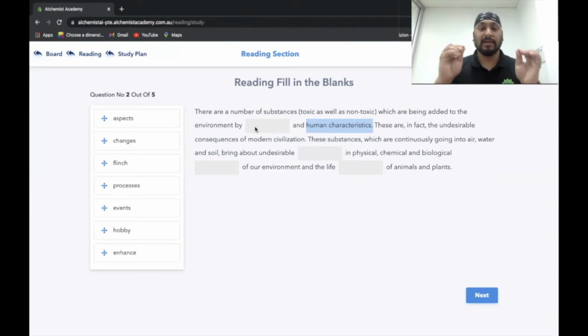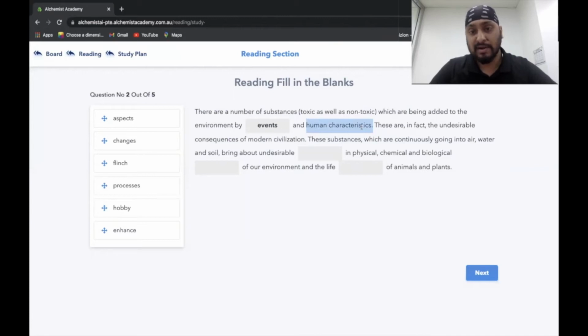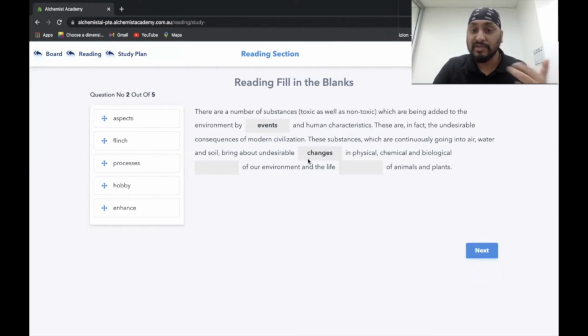Okay, these are in fact the undesirable consequences of modern civilization. Okay, so there are some events which are a part of the modern civilization. These substances are continuously going into air, water, and soil and bring about undesirable dash. Okay, the word undesirable is an adjective. What kind of undesirable? What is happening? What is going to happen? So we need a noun. Undesirable aspects, not really. Undesirable changes, maybe. Undesirable process, not so sure. No, I don't think it would be. I think it would be undesirable changes. You bring change in something.